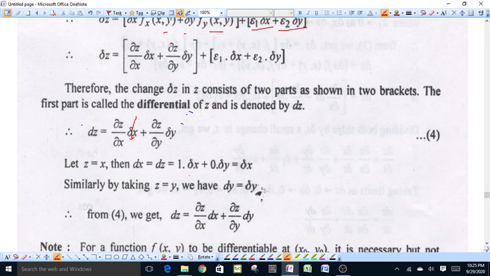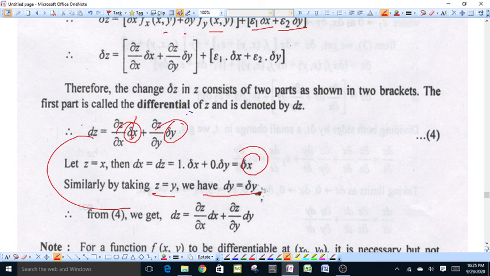Now suppose z is equal to x, then dx will be equal to dz is equal to 1 times delta x plus 0 times delta y, which is equal to delta x. Similarly, by taking z is equal to y, we have delta y is equal to dy. By putting these values of delta x and delta y in equation 4, dz comes out to be ∂z/∂x dx plus ∂z/∂y dy. This is the theorem on total differentials of a function of two variables.